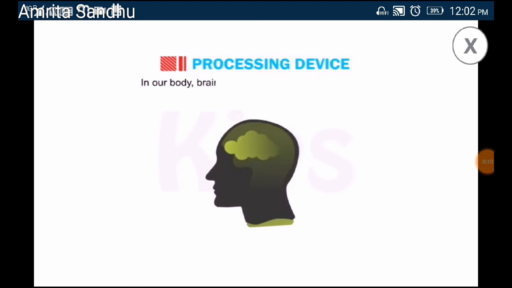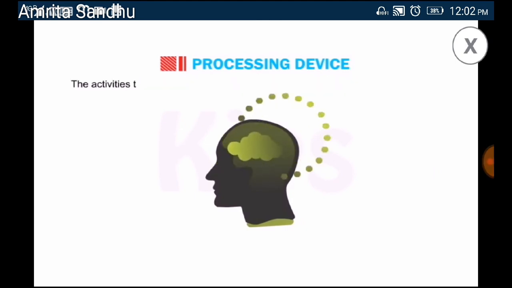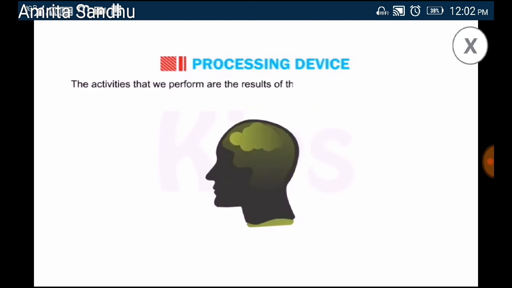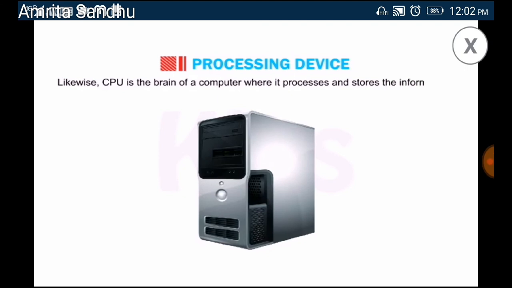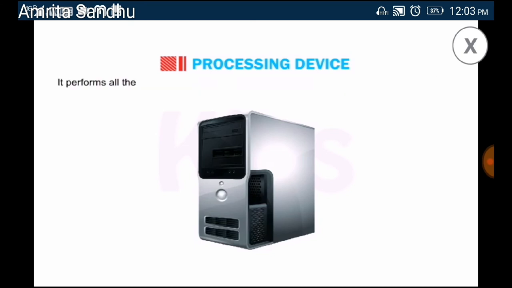Central processing unit. In our body, the brain has a very important role to play. The activities we perform are the result of signals which we receive from our brain. Likewise, the CPU is the brain of the computer, where it processes and stores information, performs calculations and sends the results to the output device. It performs all the jobs which we want to do. It is also known as the system unit.